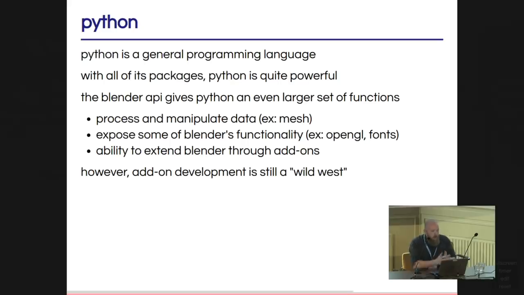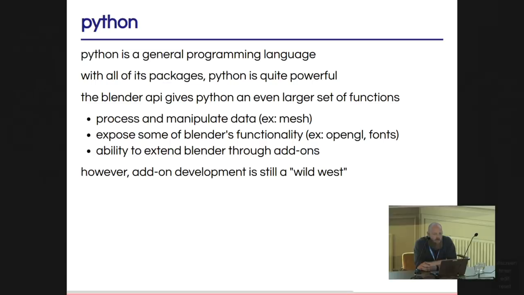Okay. One other note, many of you, the add-on developers, probably already know this, but Python is a very general programming language. With all of its packages, Python is very powerful. It's not the fastest language out there, but it's not the slowest either. But it can do a lot of things. Basically anything you can do in C, you can do in Python. And Blender's Python API gives Python an even larger set of functions at its disposal. So you can process and manipulate data, for example, a mesh.